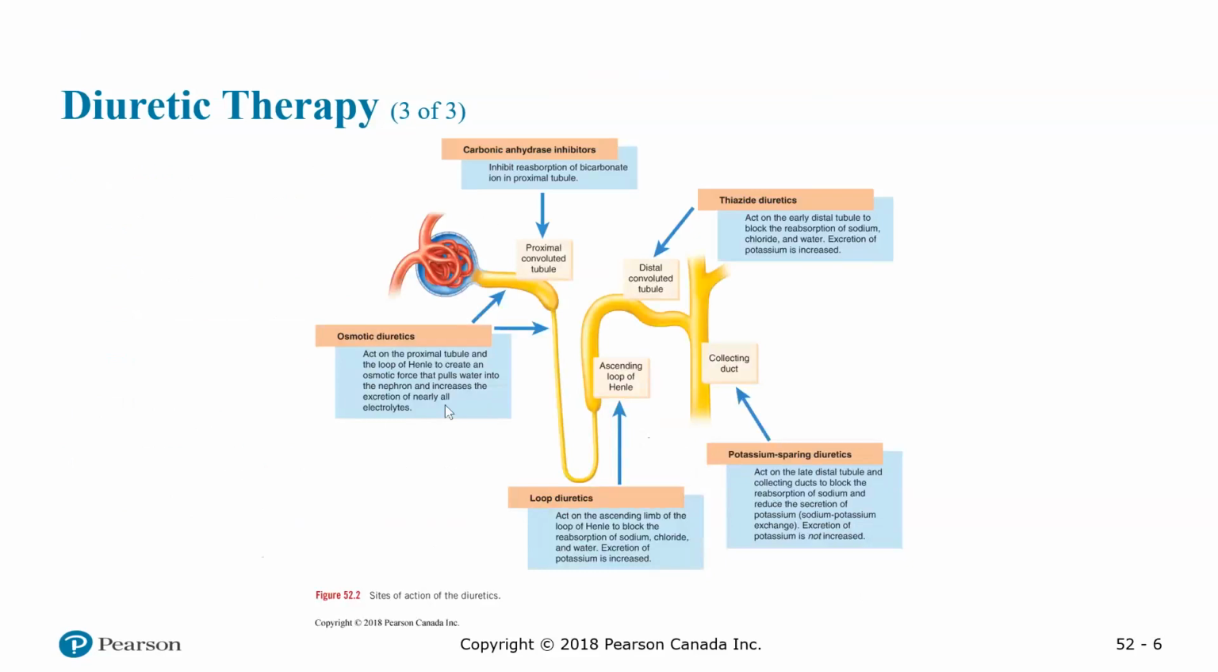So the very first one we look at here are the osmotic diuretics, and they work in this particular area here. Those are used when we're trying to pull water into the nephron and increase the excretion of nearly every electrolyte and fluid. So who deserves that? A patient who has a head injury and has increased intracranial pressure. You're going to find that we use osmotic diuretics, and we don't care what they lose.